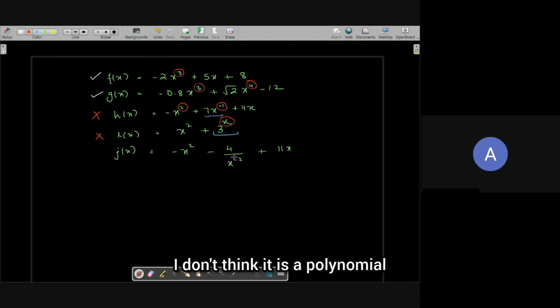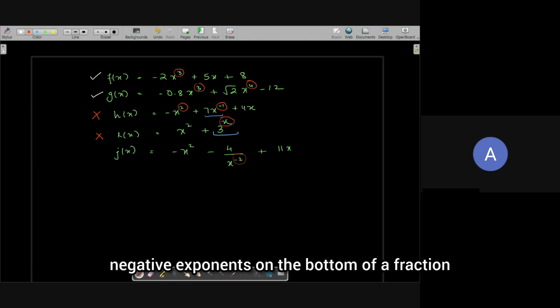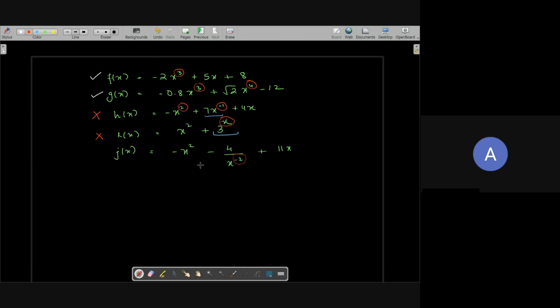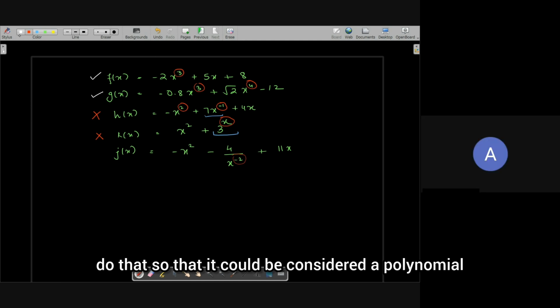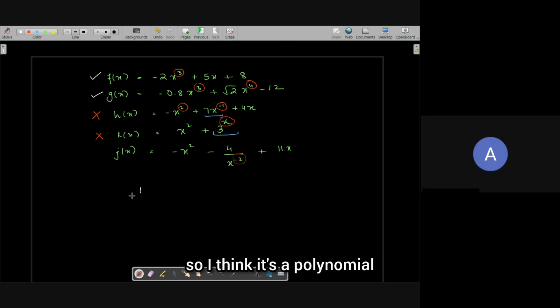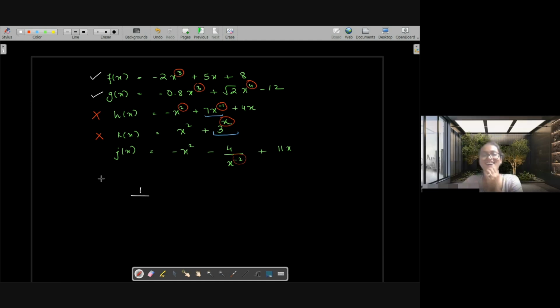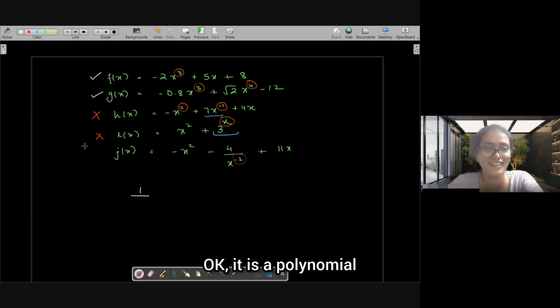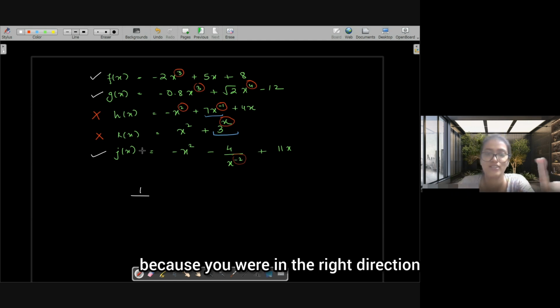I don't know. I don't think it is a polynomial, but there's this one rule that I've remembered about negative exponents on the bottom of a fraction that you can just do so that it could be considered a polynomial. But you're making me second guess myself, so I think it's a polynomial. Okay, it is a polynomial because you were in the right direction.